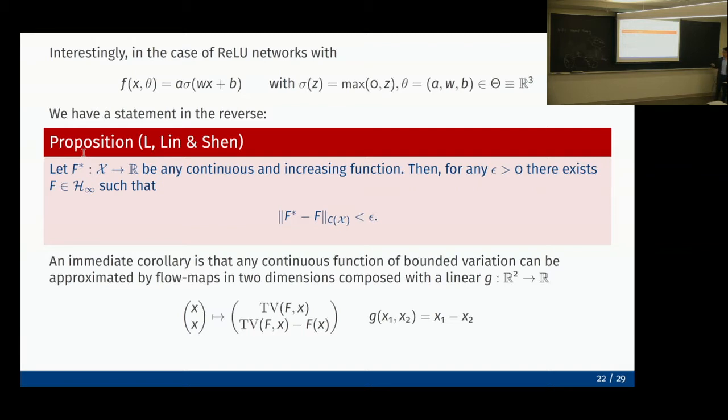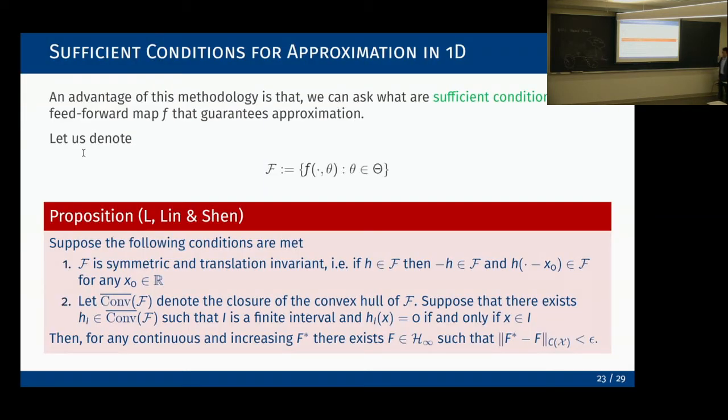So of course the corollary is that if you're allowed to go one dimension higher, you can then approximate any continuous function of bounded variation, because you can always decompose it into an increasing part and a decreasing part. And then you can approximate those at the same time. And what's really interesting from this approach is you can ask a further question, which I believe is more important: what are sufficient conditions you can place on this class of mappings, basically the architecture of the neural network, so that it can indeed approximate any continuous increasing function?